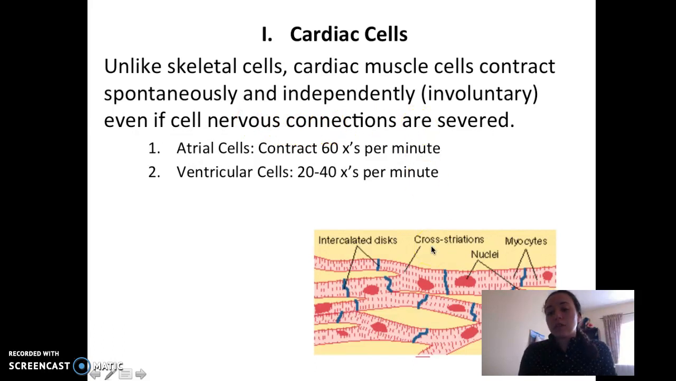Have you ever seen those crazy movies where they pull the heart out, or the heart's out in someone's hand and it's still beating? That is because it has its own intrinsic conductive system, which we'll talk about in a minute. Atrial cells, your atrium, will contract 60 times in a minute, and your ventricle will contract about 20 to 40 times per minute, depending on exercise and things like that.